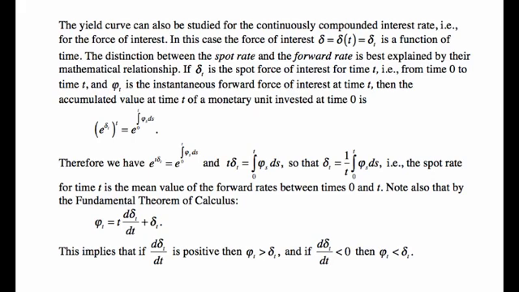And the second one says that if the spot rate is falling with time, so we have an inverted yield curve, then the forward rate will also be falling, and faster.